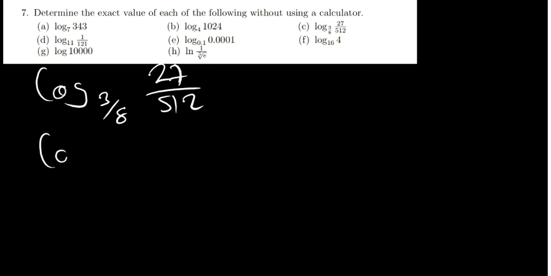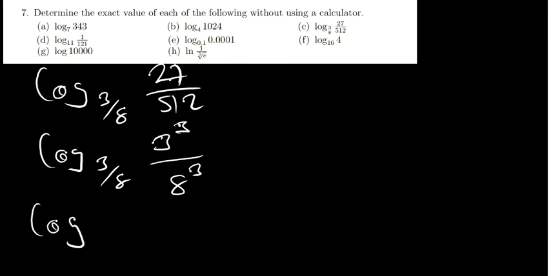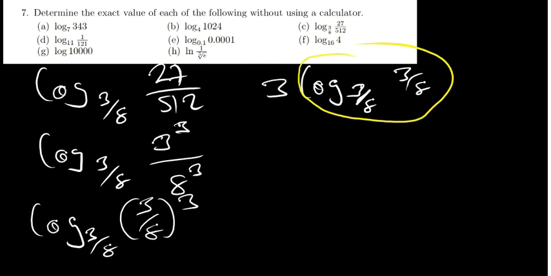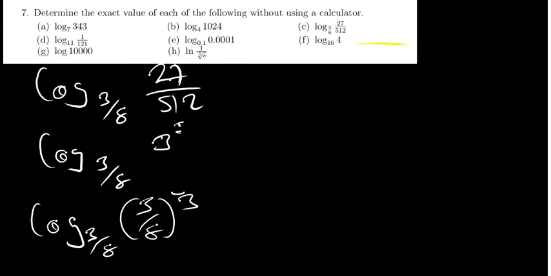I know that 27 is the same as 3 to the power 3, and 512 is the same as 8 to the power 3. So I can write this as log base 3 over 8 of 3 over 8 to the power 3. I can shift 3, which is the power, to be in front. It will be 3 log base 3 over 8 of 3 over 8, meaning this part is going to give us 1. So it's going to be 3 times 1, which is 3. So the answer in that case, part C, is 3.